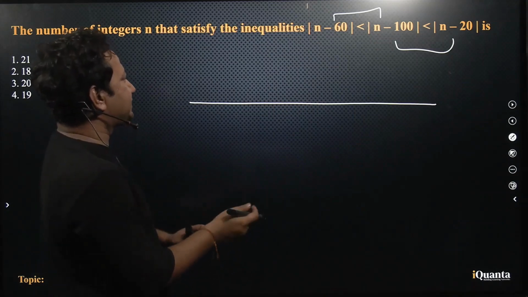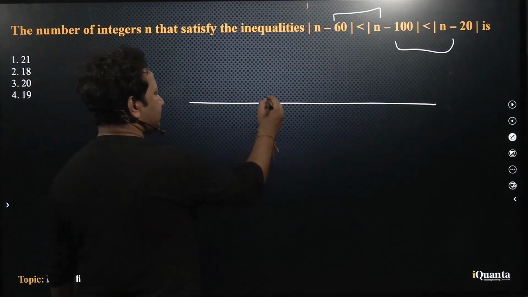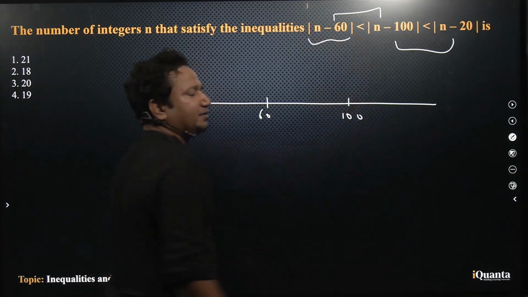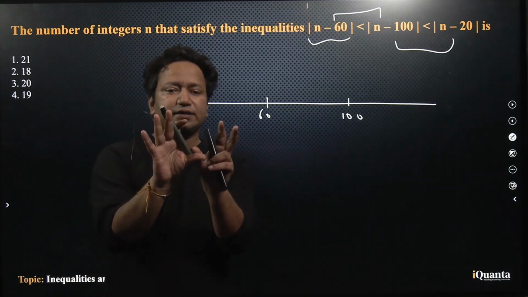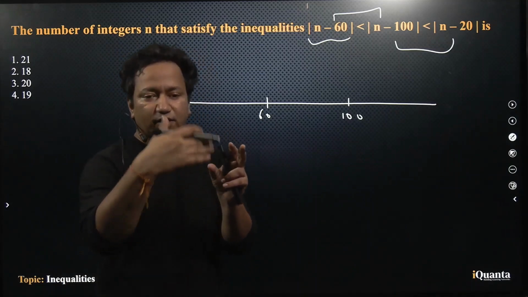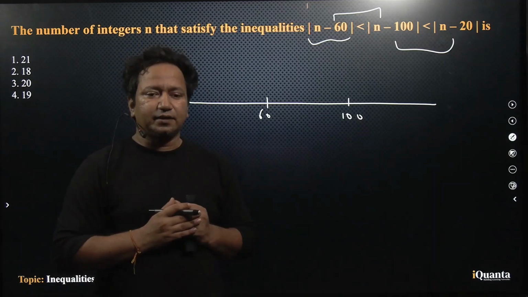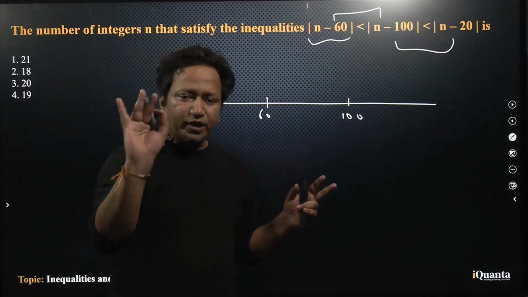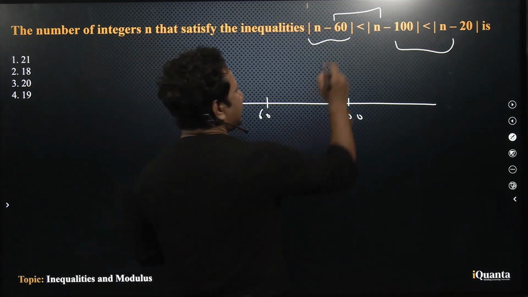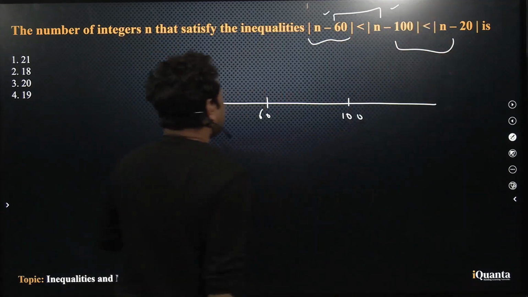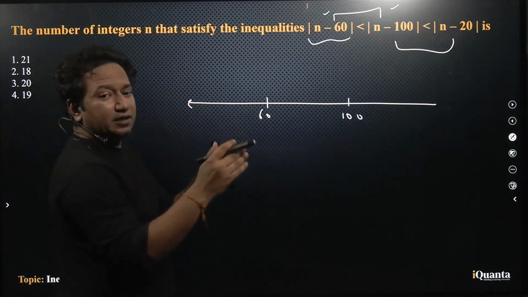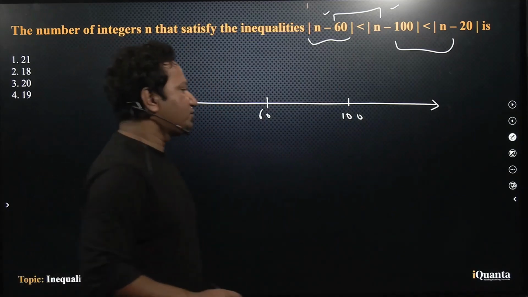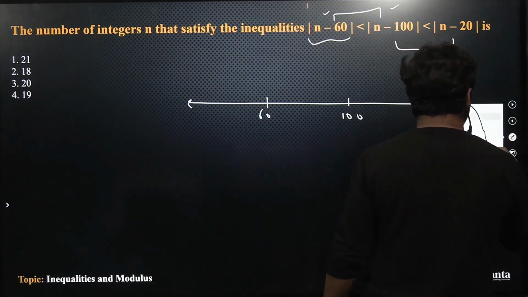So n − 60 and n − 100. I'll just mark 60 over here, then I'll mark 100 over here. Now, what is modulus exactly? Modulus gives the distance from a specific point, isn't it? So |n − 60| < |n − 100|. We have to choose a point which is closer to 60 when compared to 100, right?